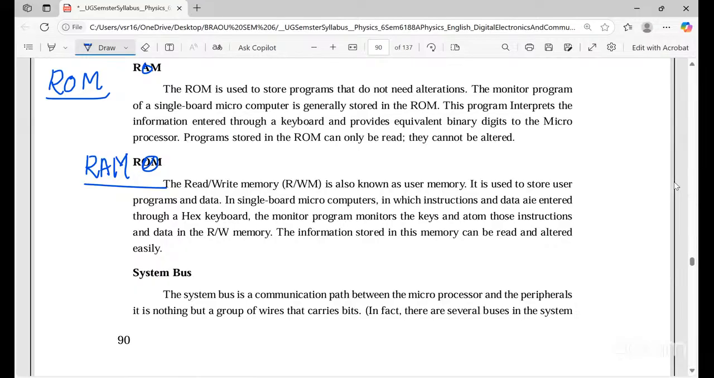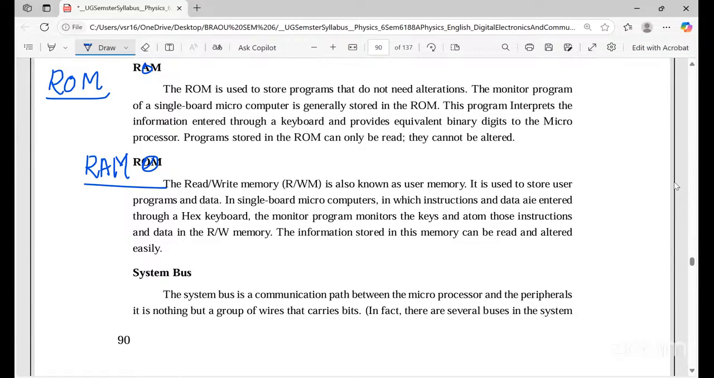The monitor program of a single board microcomputer is generally stored in ROM, and the program interprets the information entered through a keyboard and provides equal binary digits to the microprocessor. Once the program is stored in ROM, it can be read only, and no alteration is done on this ROM.